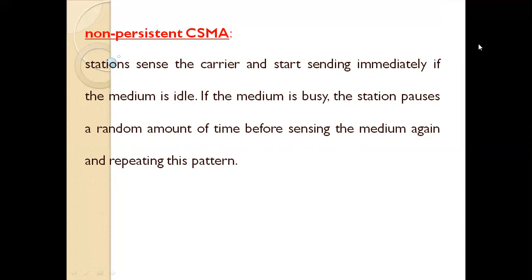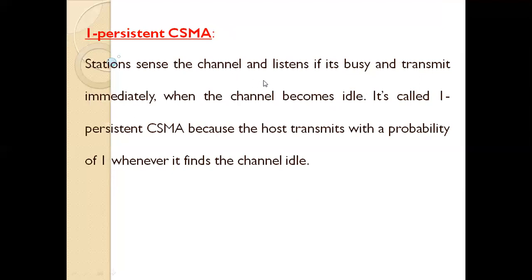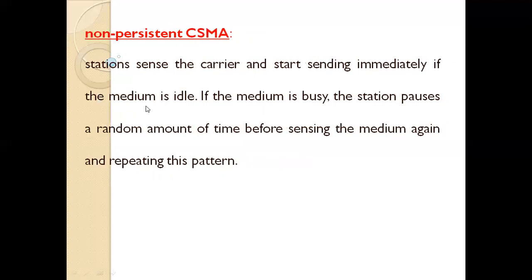In I-persistent, if the channel is busy, it listens and transmits immediately once it is free. But in non-persistent, it waits for some time and then transmits the data packet. So that is the difference between I-persistent and non-persistent.